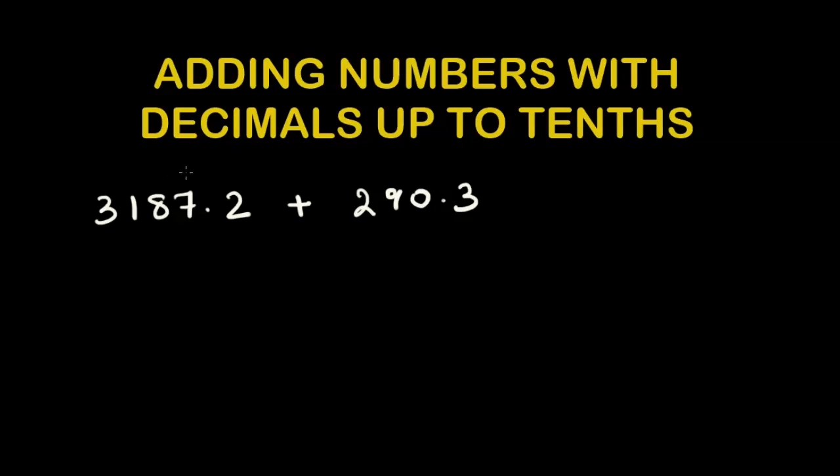So we know before the decimal is ones place, tens, hundreds, thousands. After decimal, the first place is called tenths place. Similarly, here also we have a decimal. Before decimal, we have ones, tens, hundreds place. After decimal, we have tenths place.